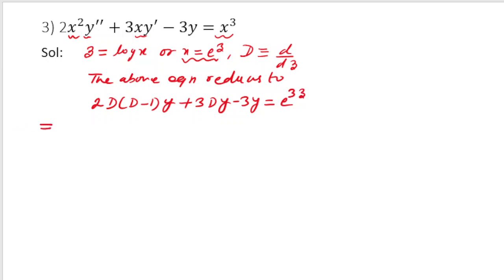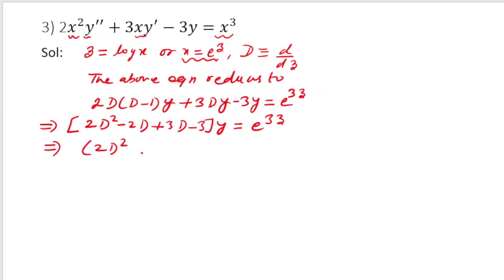So this expression we have to simplify, so it will become 2D² − 2D + 3D − 3y = e^{3z}. So here it will become 2D² + D − 3y = e^{3z}. This is a non-homogeneous linear differential equation, so y should be written as complementary function plus particular integral.